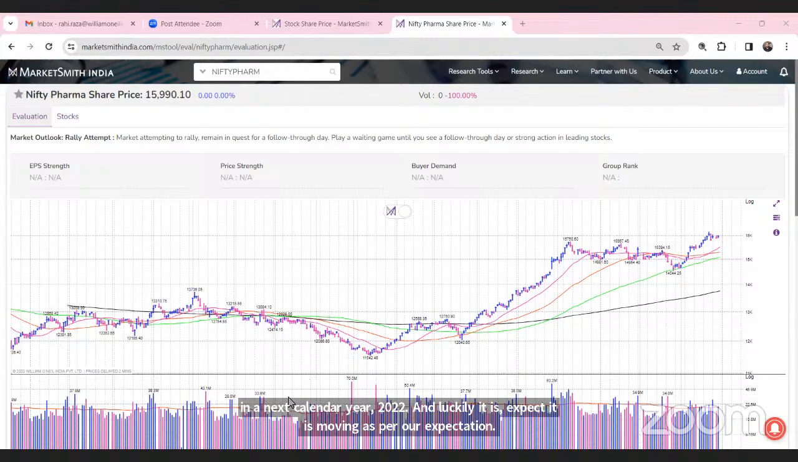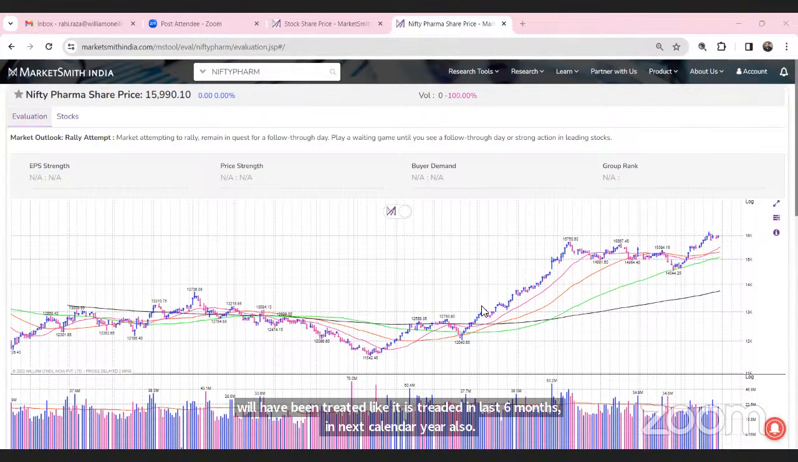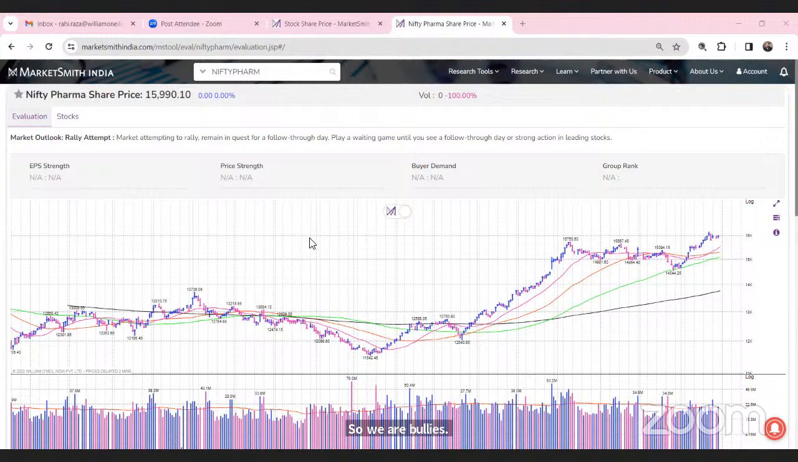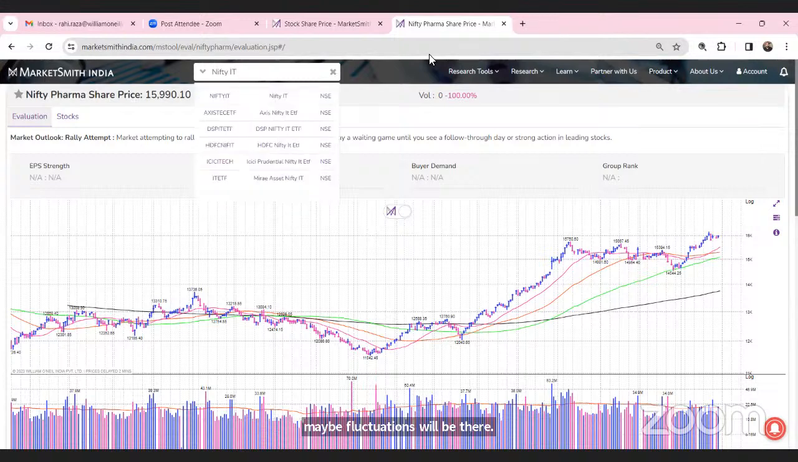Our expectation is that it will most probably remain traded like it has traded in the last 6 months, in the next calendar year also. So we are bullish. Short term target 17,000, long term target almost 21,000. But please do not forget that from 17,000 to 21,000, fluctuations will be there. I'm not denying that. Okay, so this is my opinion about pharma.